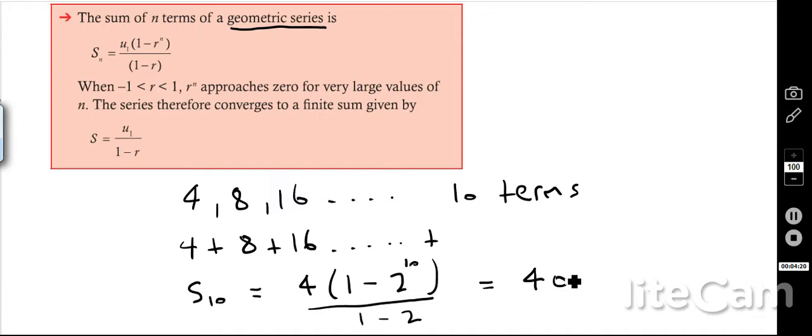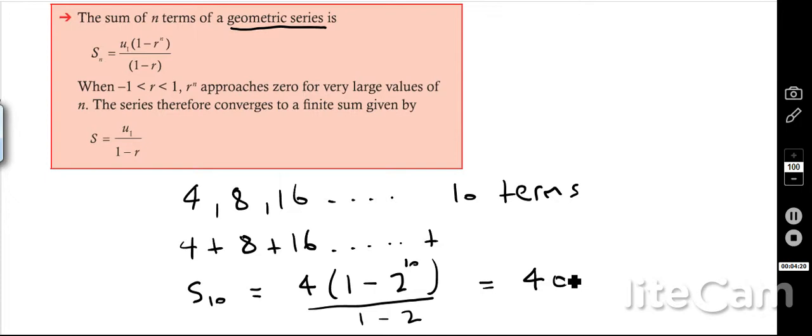Then there's one other thing to look at here. We have something called a sum to infinity, but this only occurs when r, the common ratio, is between -1 and 1. When r is between -1 and 1, this formula simplifies and gives us this here, which is the sum to infinity. So as n gets very, very large, the sum approaches this value.